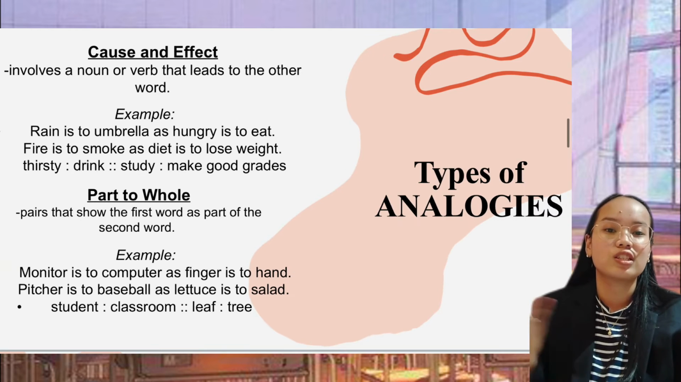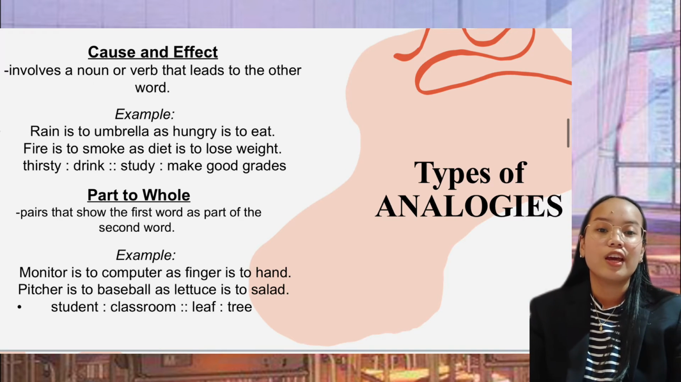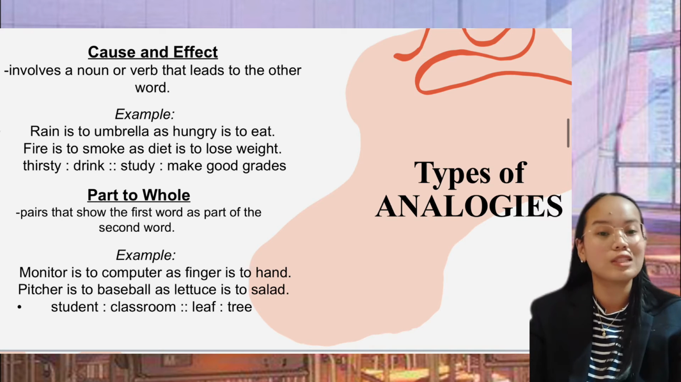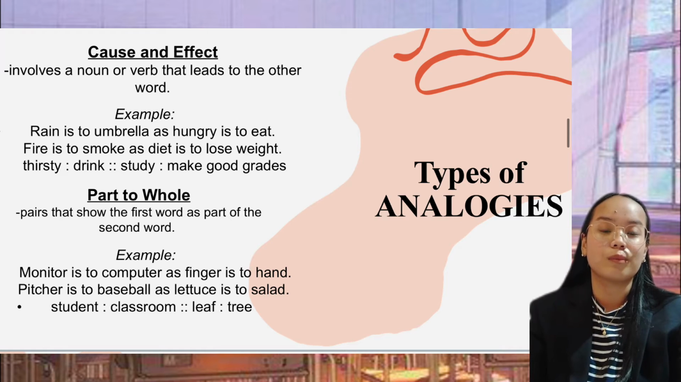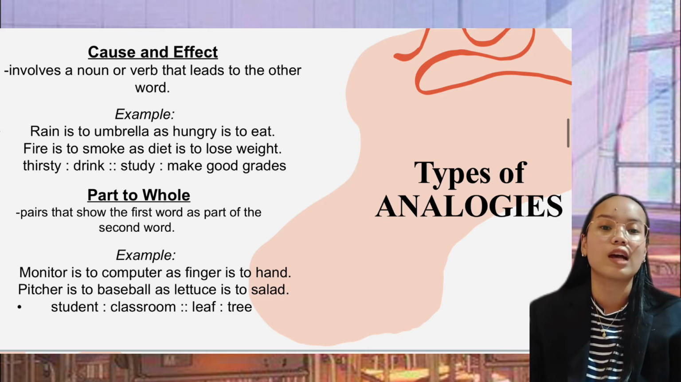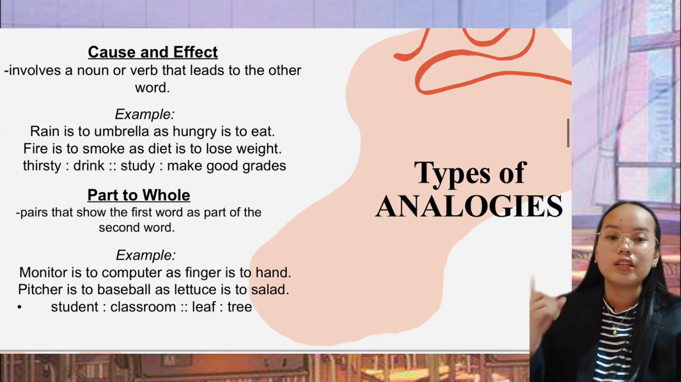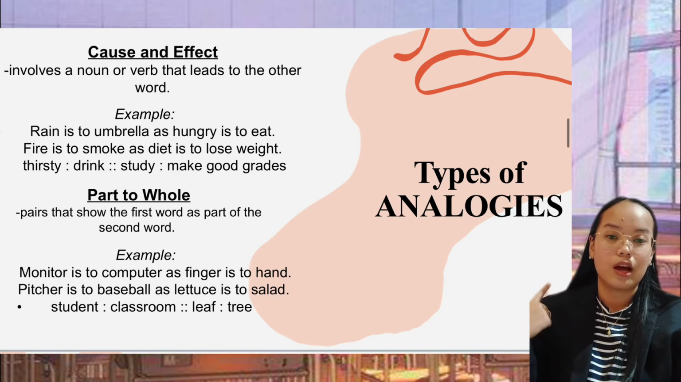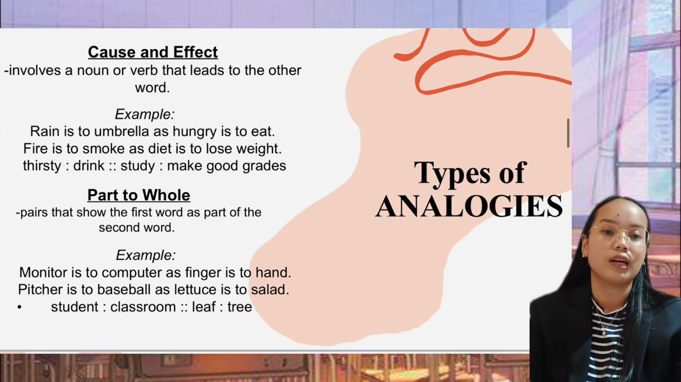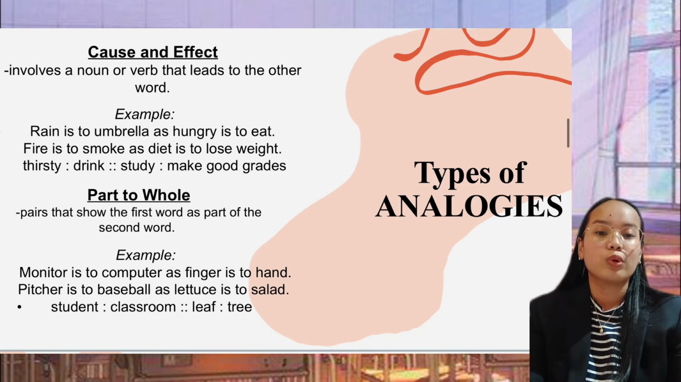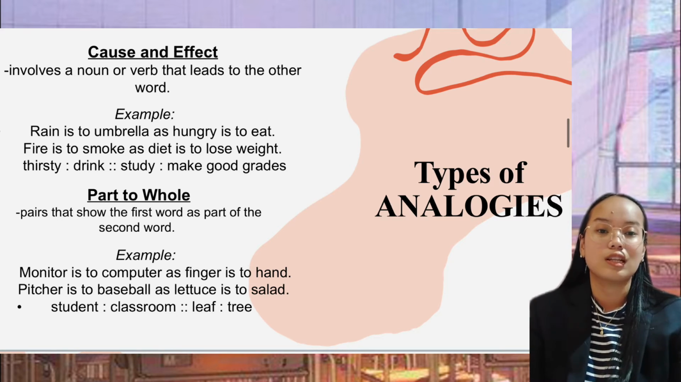The third type of analogy is cause and effect. In this relation, it involves a noun or a verb that leads to another word, or simply derives from one cause on one side and is indisputably connected to the other side. For example, rain is to umbrella and hungry is to eat. The cause here is rain and hungry, and the effect here is umbrella and eat. As we all know, when it rains, we need an umbrella in order not to get wet. As well as when we get hungry, we need to eat in order not to starve.